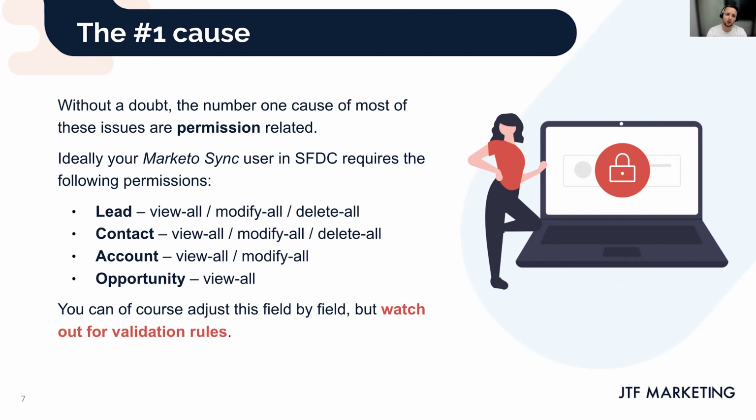Now, if you're not seeing all the records in Marketo, that's often because of permissions. So if you've got permission sets in your CRM, which you may not have visibility of, where only the owner can view or modify, et cetera, then that will be why you don't see them in your Marketo instance. Again, I'll echo the point. It should have view all, modify all, delete all permissions where possible, especially for leads.